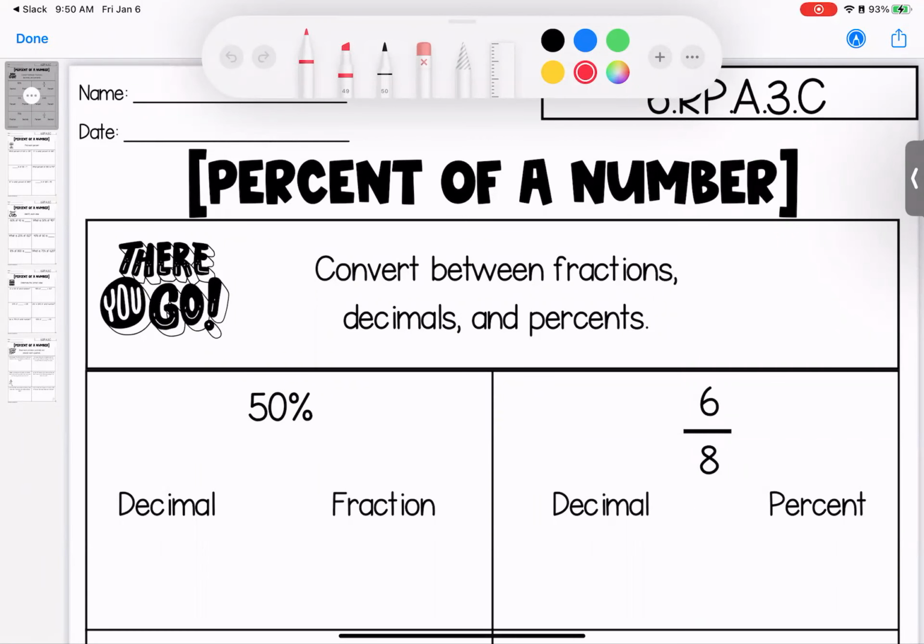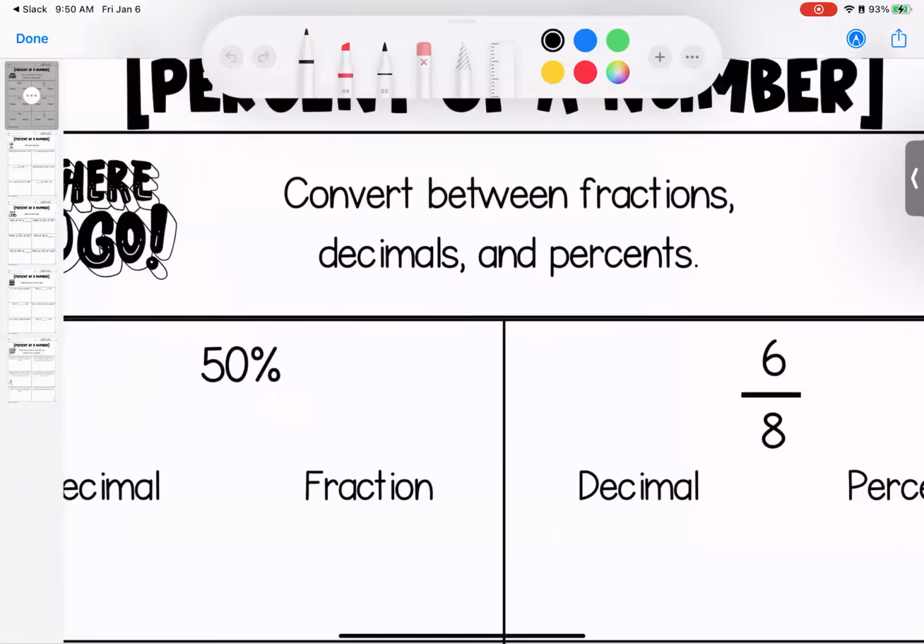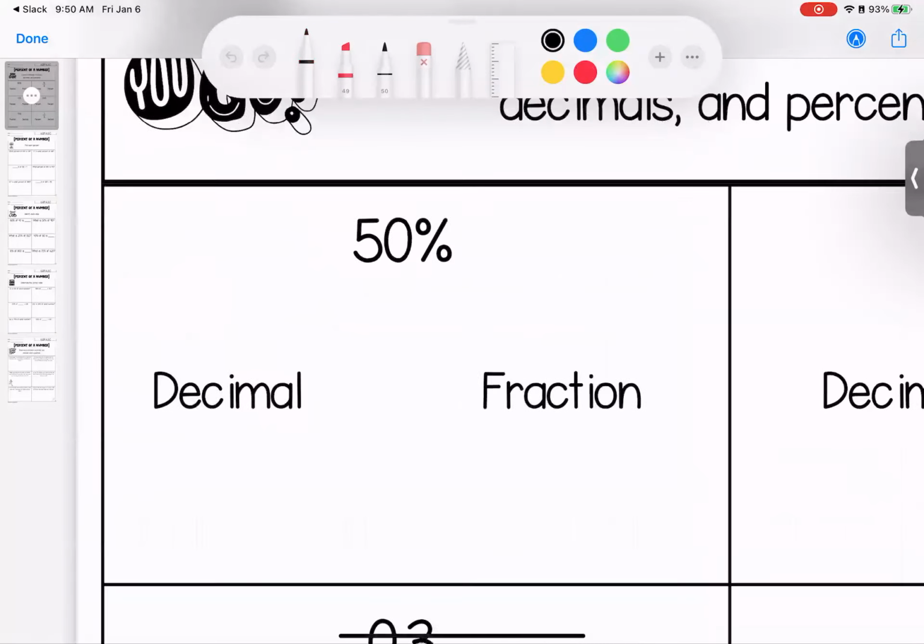Hey kiddos, welcome to this week's homework where we are talking about percent of a number and also threw in a little bit of review for doing fractions, decimals, and percents on this first page, as you can see, just because we showed in class last week that it was kind of a need. So I wanted to put a little bit in here as well, just as practice.